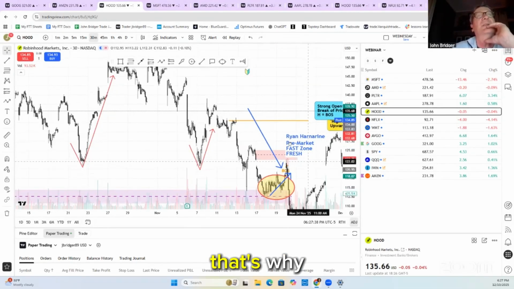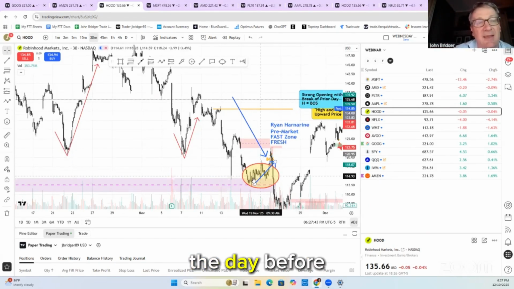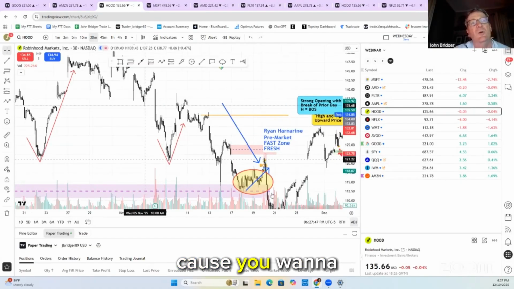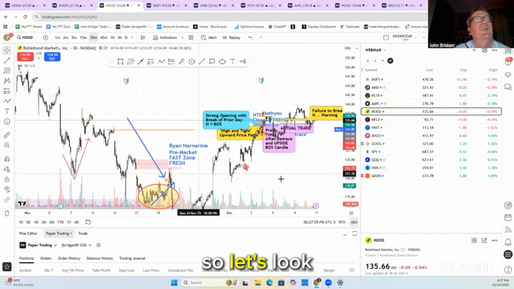So that's why it's so important when you're looking at trend. Don't look at the day before or even 2 days before. You really need to be looking about 20, 30 days back because you want to know where is this in relation to this story. So let's look at this next trade.